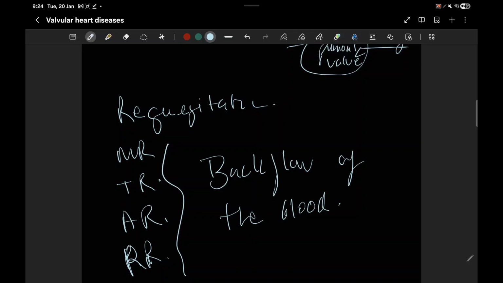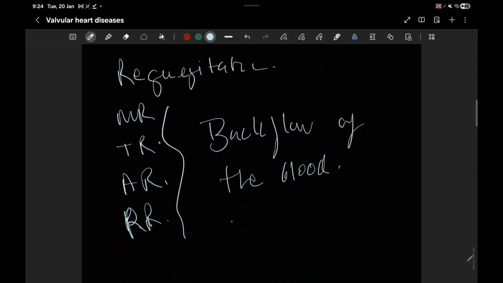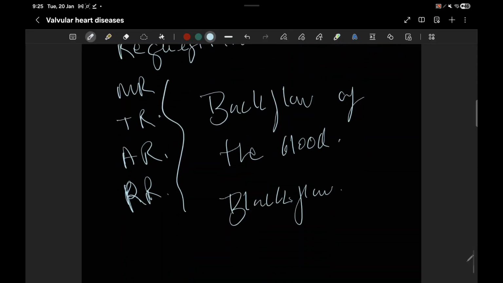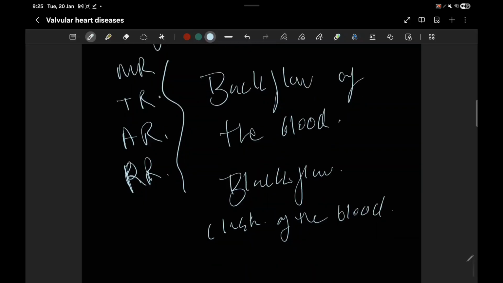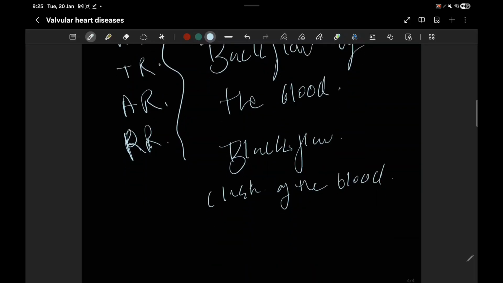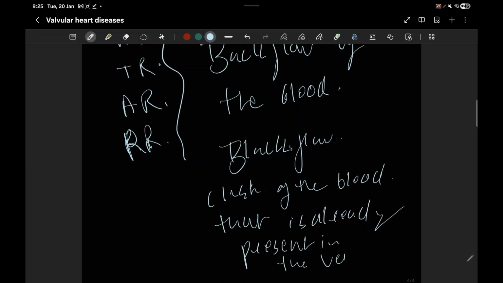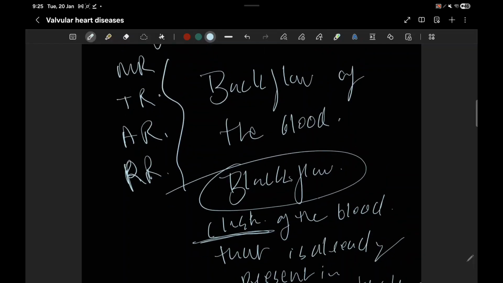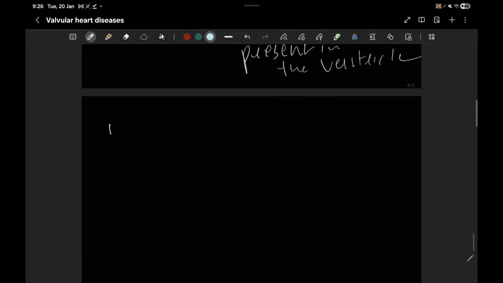So what happens is when there is backflow, the blood that is supposed to be ejected by the ventricles will also produce a murmur. There will be a clash of the titans, a clash of the blood that is already present in the ventricle. So there is basically backflow of the blood. Now let's go in detail. We'll discuss one by one.